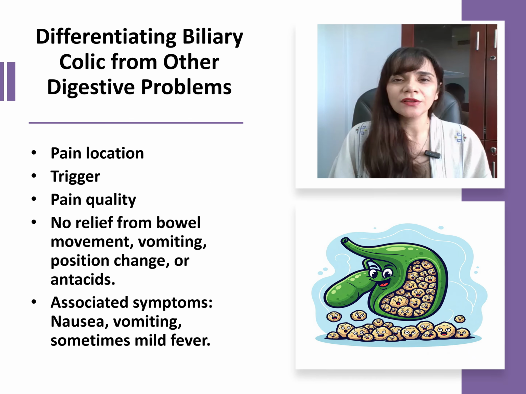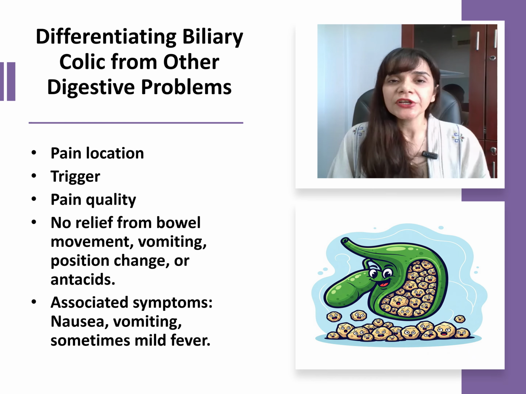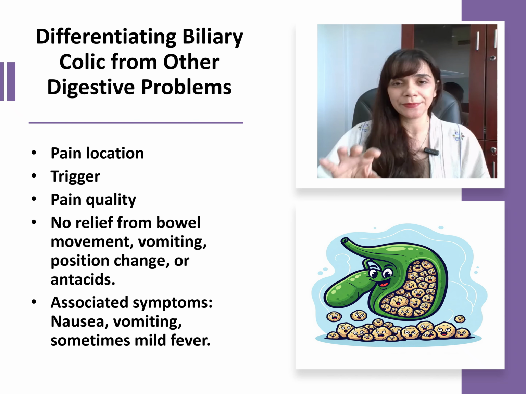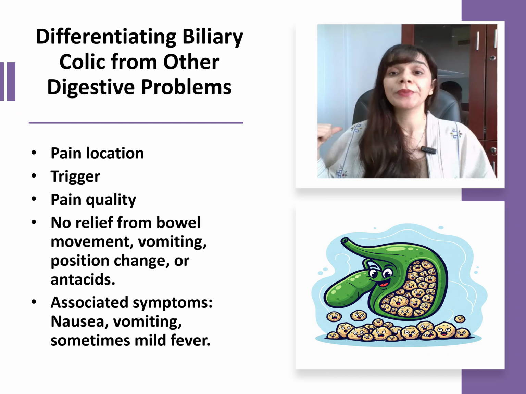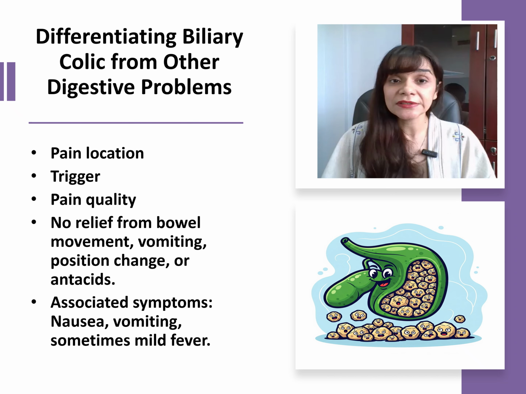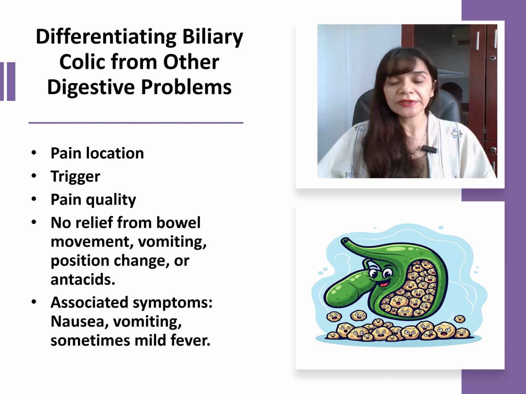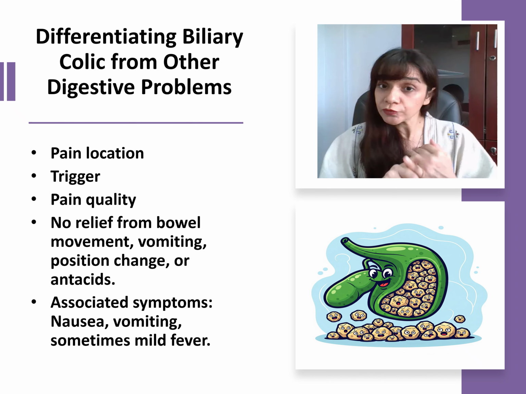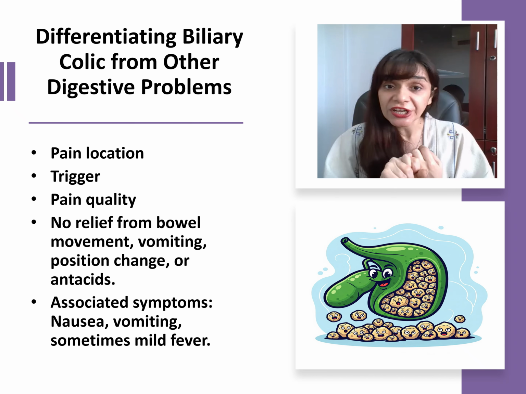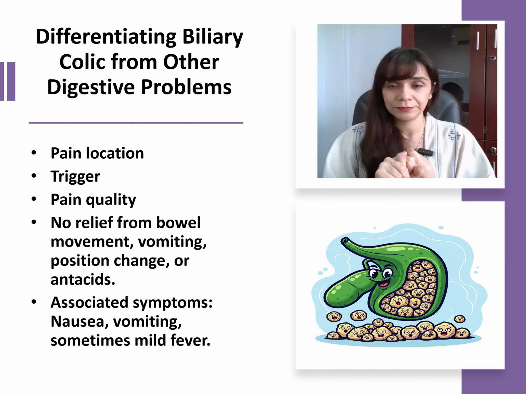About differential diagnosis, biliary colic has a very distinct pain pattern. Right upper quadrant or central abdominal pain, radiating to the right shoulder or back, triggered by fatty meals and lasting from 30 minutes to a few hours. The pain is steady, not intermittent, and doesn't improve with bowel movement, position change, or antacids.